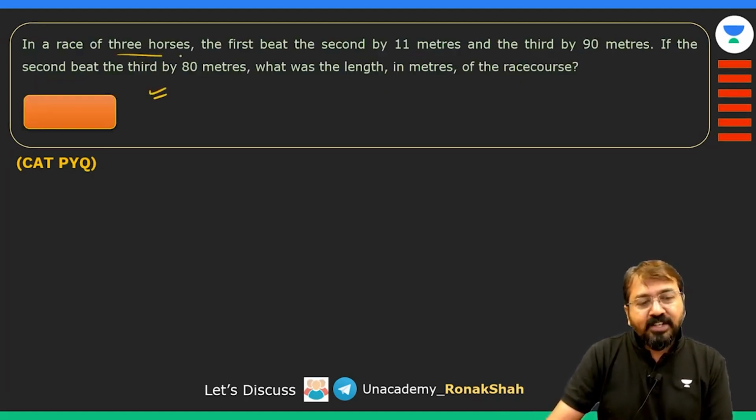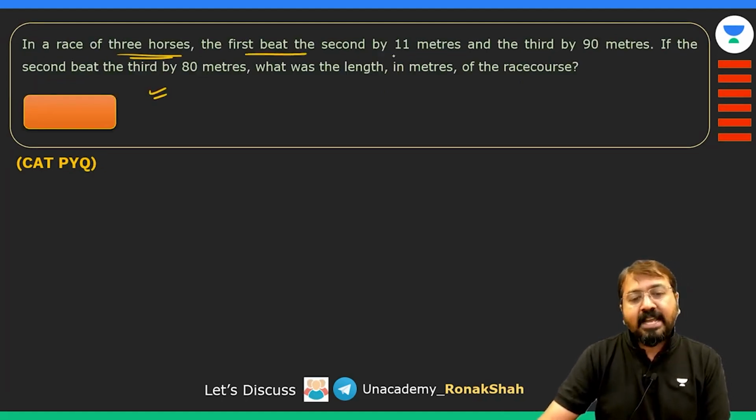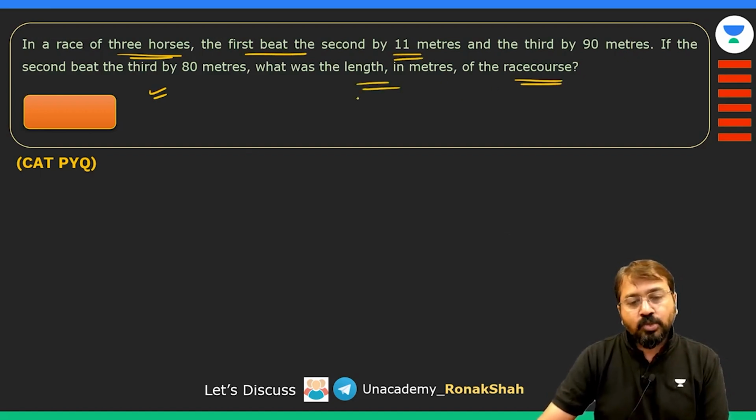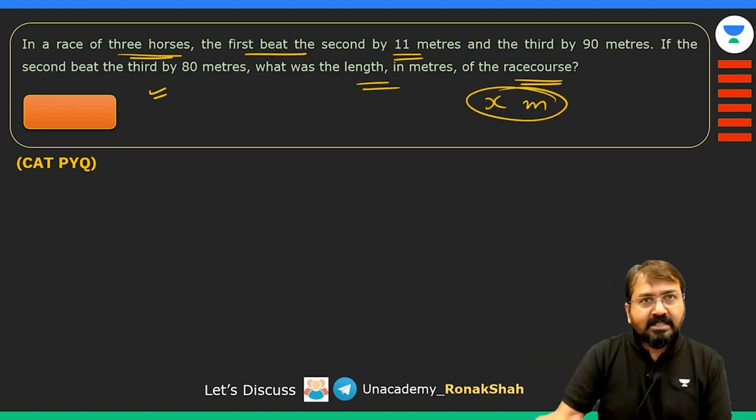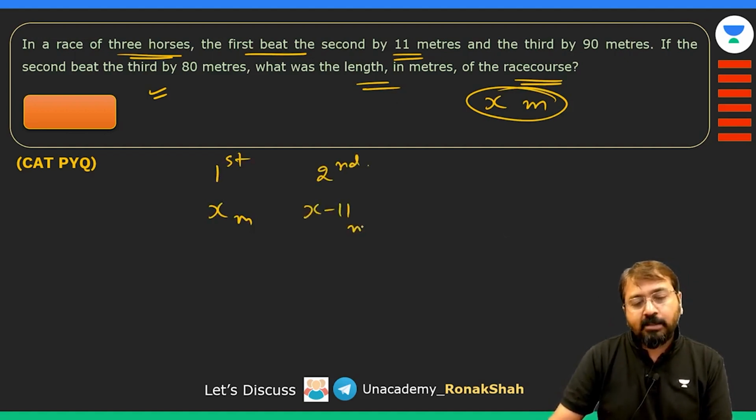In a race of 3 horses, the first beat the second by 11 meters. And once again, we are asked the length of the race course. So let's assume the length of the race course once again as x meter. The complete data is in meters. So when the first horse runs x meter, the second horse is running 11 meter less. So it should be x minus 11 meter.